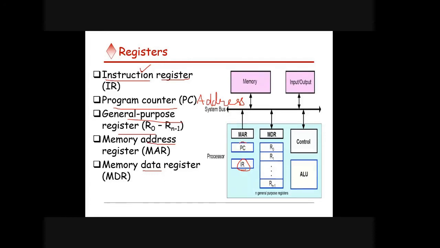What is the program counter? The program counter holds the address of the next instruction to be executed. MAR is the memory address register; it keeps an address. And MDR is the memory data register, which keeps the data part needed for the ALU. And you have n general purpose registers that will store the operands. Okay, so those are the registers present inside the processor.